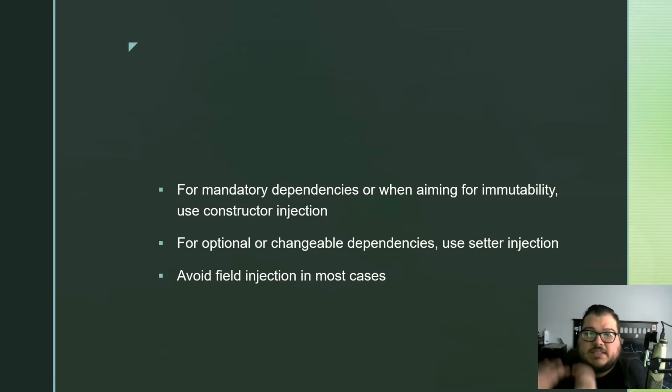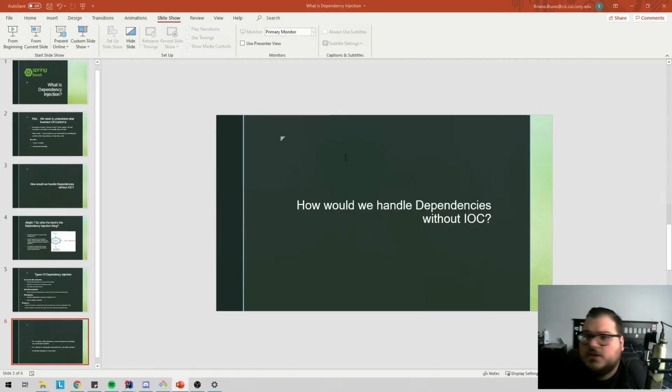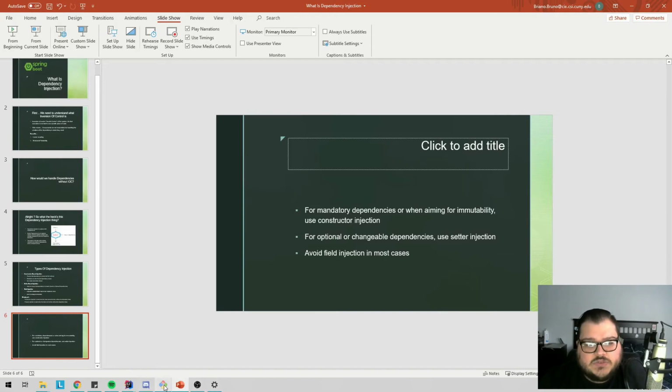So basically, to go over it before we jump into the code and show you guys: for mandatory dependencies or when aiming for immutability, we're going to use constructor injection. For optional or changeable dependencies, we're going to use setter injection. And in most cases, we're going to avoid field injection. So let's jump into the code and let's write this up.